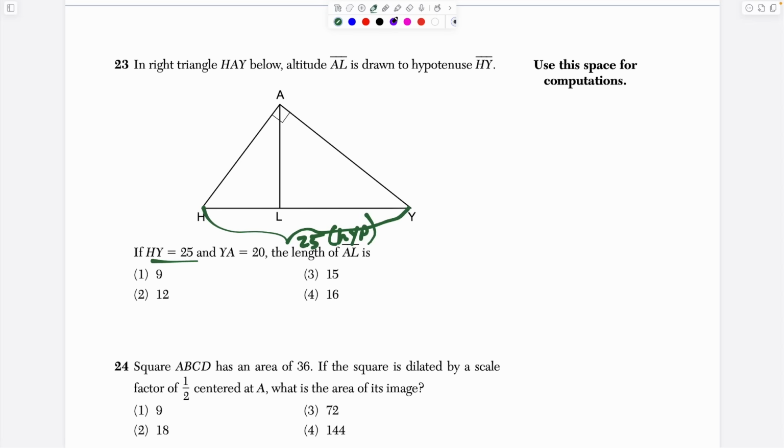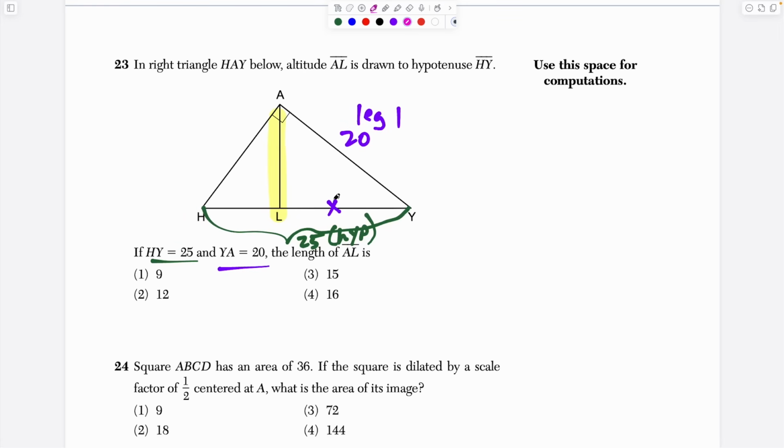Next we're told YA is equal to 20, so this is one of the legs of the big right triangle. And we want to know the length of AL, so this is the piece we are looking for. There's a few ways to go forward, but one way would be to use the leg rule to first find the length of this segment, LY. Please don't forget the leg rule. You should never skip leg day. So this piece over here, 20, we'll call leg 1.